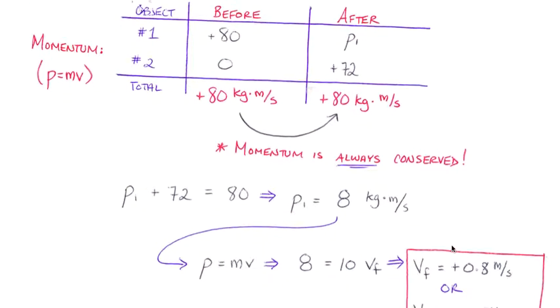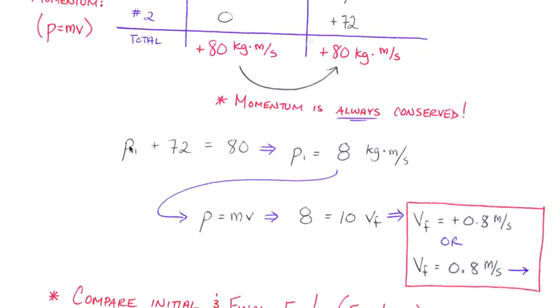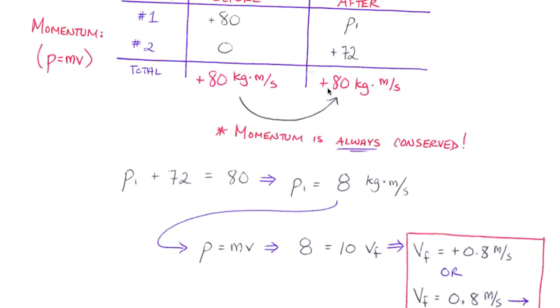And that's exactly what I've done down here. Momentum of object 1 plus 72, which is just these two added together, must equal 80. So if I just solve for the unknown momentum, I find that it has to be 8 kilogram meters per second. And if I want to go one step further, I know that momentum equals mass times velocity.